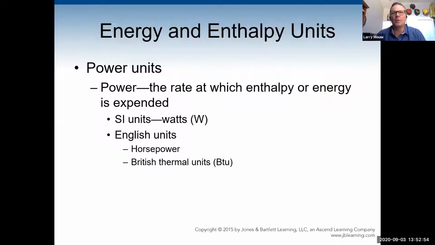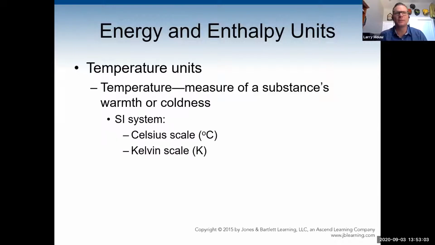Power is the rate at which enthalpy or energy is expended, so the rate at which it's used. The SI units are watts. The English units are horsepower or BTU, like we said. Temperature units: in the English system, we use Fahrenheit. In the SI system, we use Celsius or the Kelvin scale.